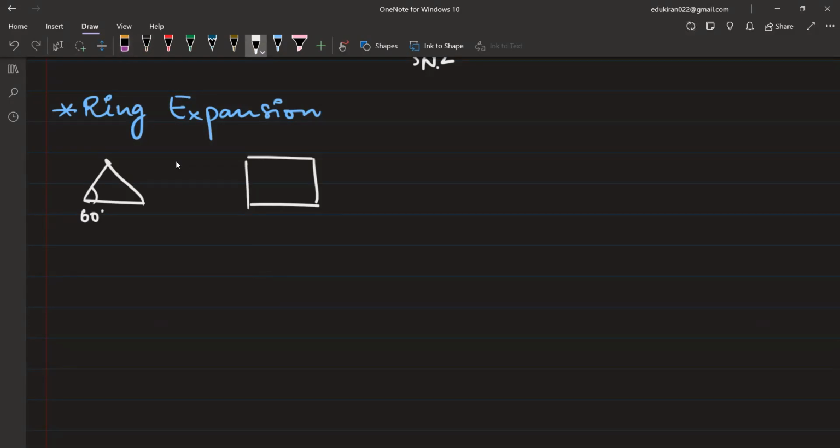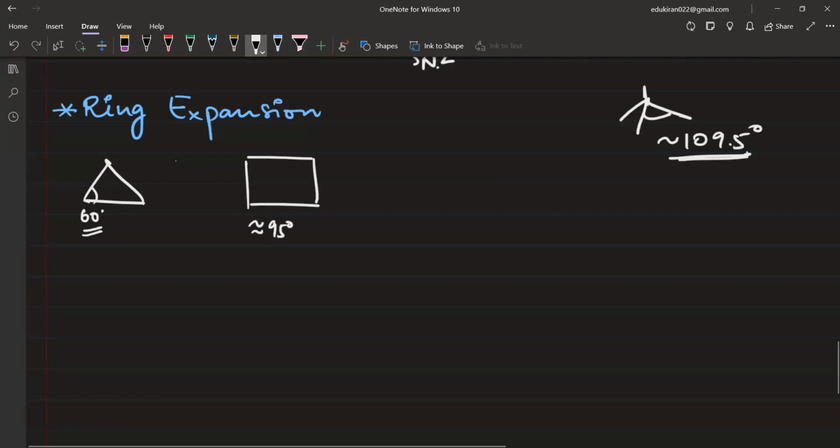But still, what is the ideal tetrahedral angle? Carbon should have an angle of how much? What is the tetrahedral angle? Tell me, guys. 109.5. Here you can see that it has a lot of angle strain. This is what the actual angle should be in the ideal case. In cyclopropane you have only 60 degrees. In cyclobutane this is approximately equal to 95 degrees, or somewhere around 100. Okay. After that, the 5 membered ring has 108 degrees.